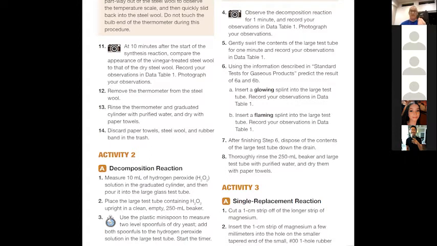And then we're going to see what the products are. We're going to test to see what the products are. So because we have hydrogen and peroxide, what do you think our products could be? We've got hydrogen, we've got oxygen. What do you think our products could be?